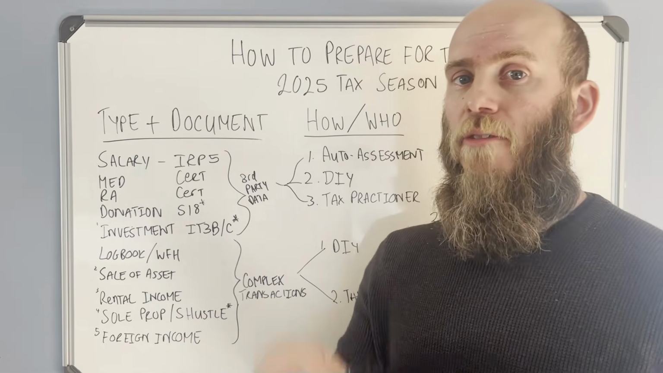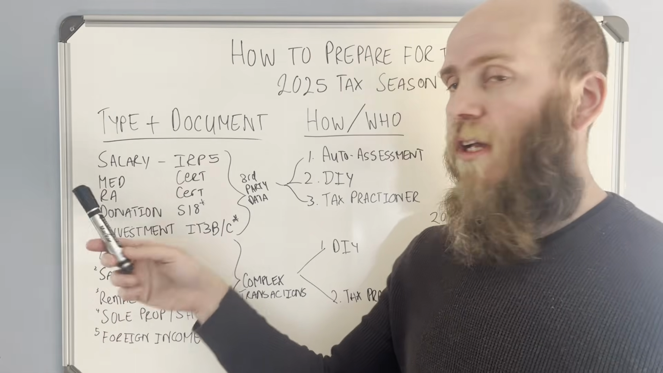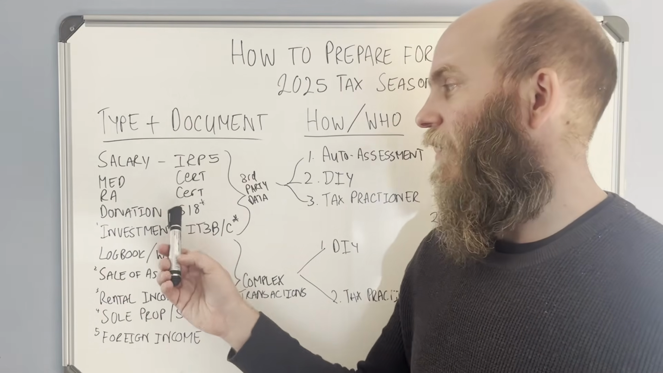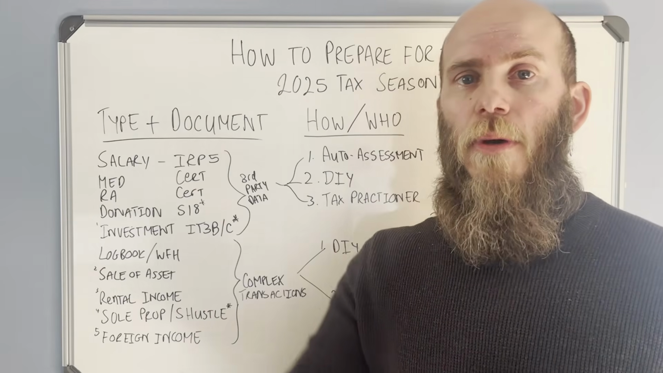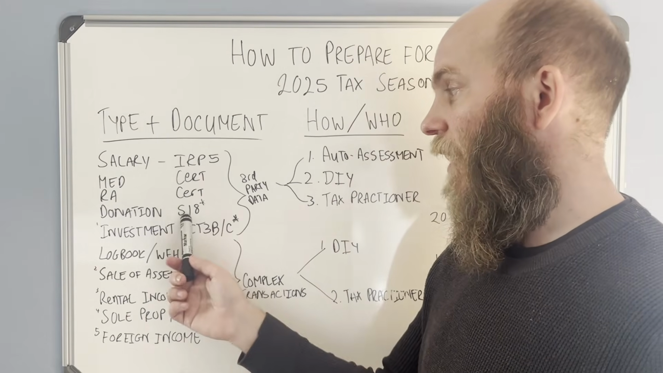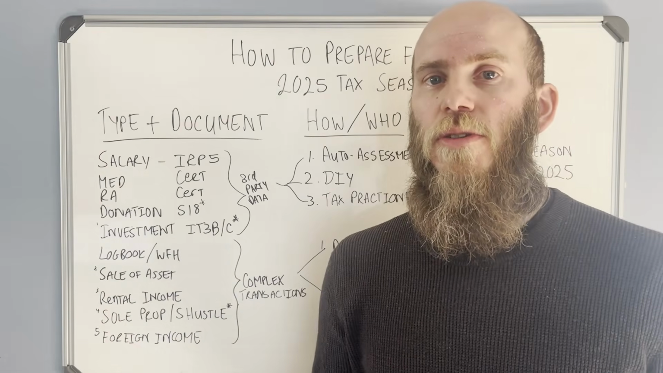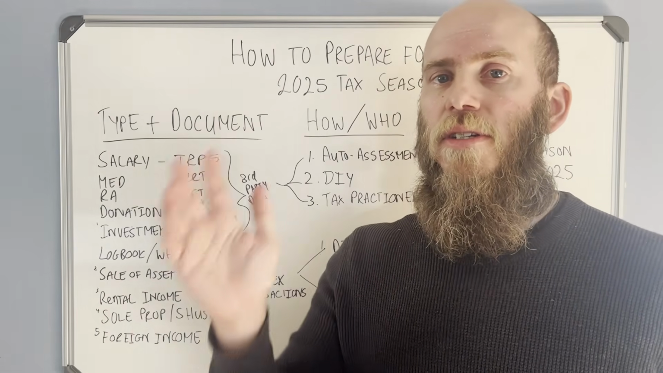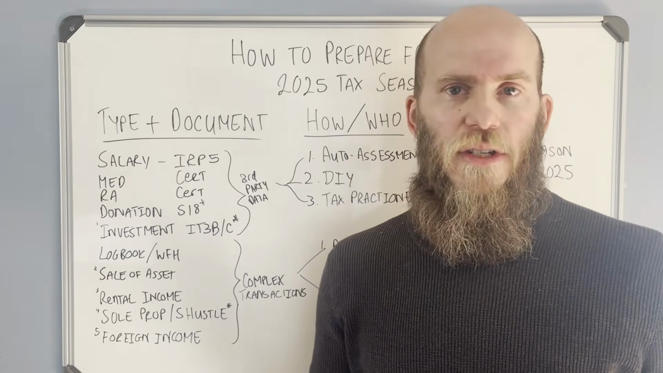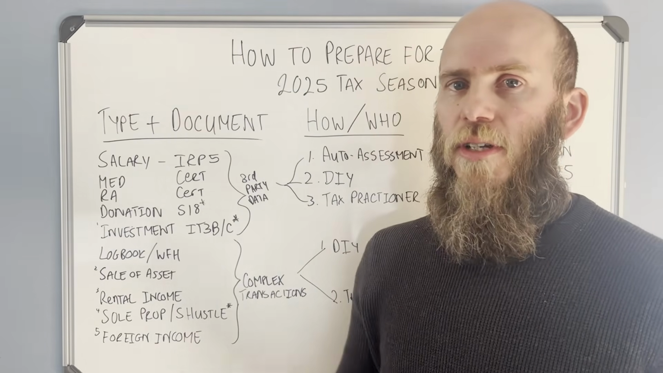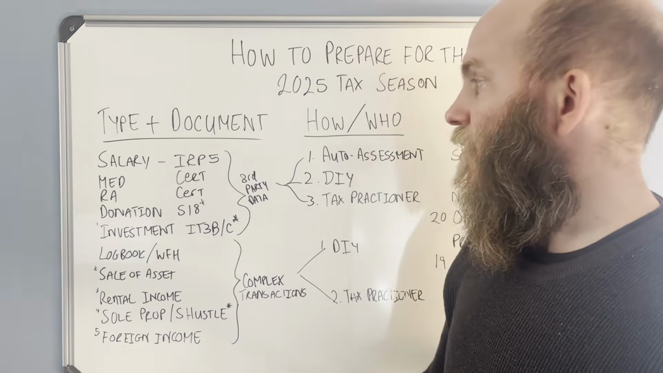For the 2025 individual tax return, if you get a salary, you need to get the IRP5. If you have medical aid, you can get the medical aid certificate. If you have a retirement annuity, you can get the retirement annuity certificate. If you make Section 18A donations to public benefit organizations, you can get those certificates. And then finally, if you have investments with Easy Equities, Allan Gray, or you've got some money saved up in an FNB savings account or money market, then you can get those IT3Bs and IT3Cs.